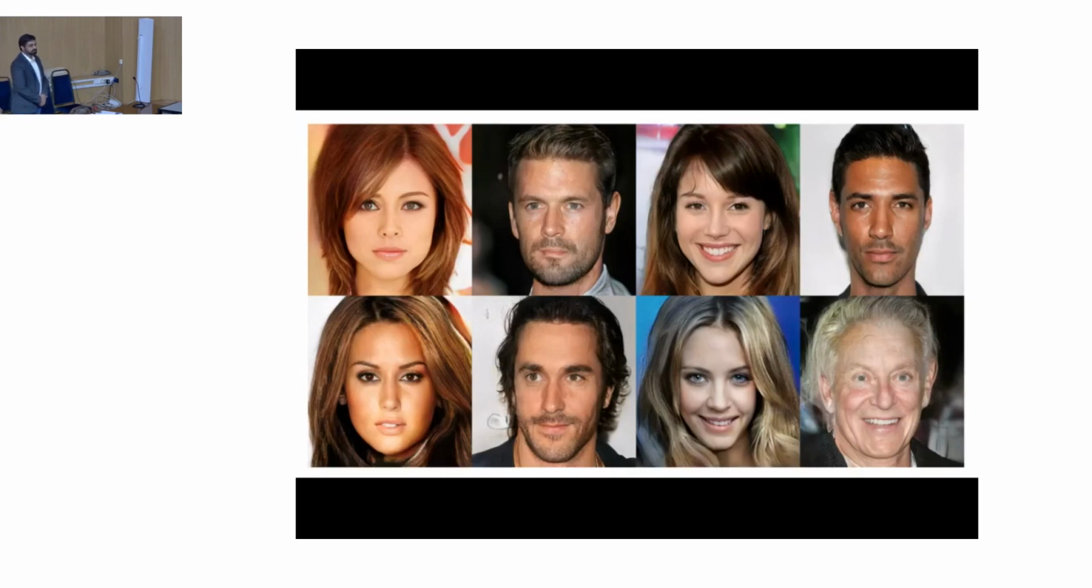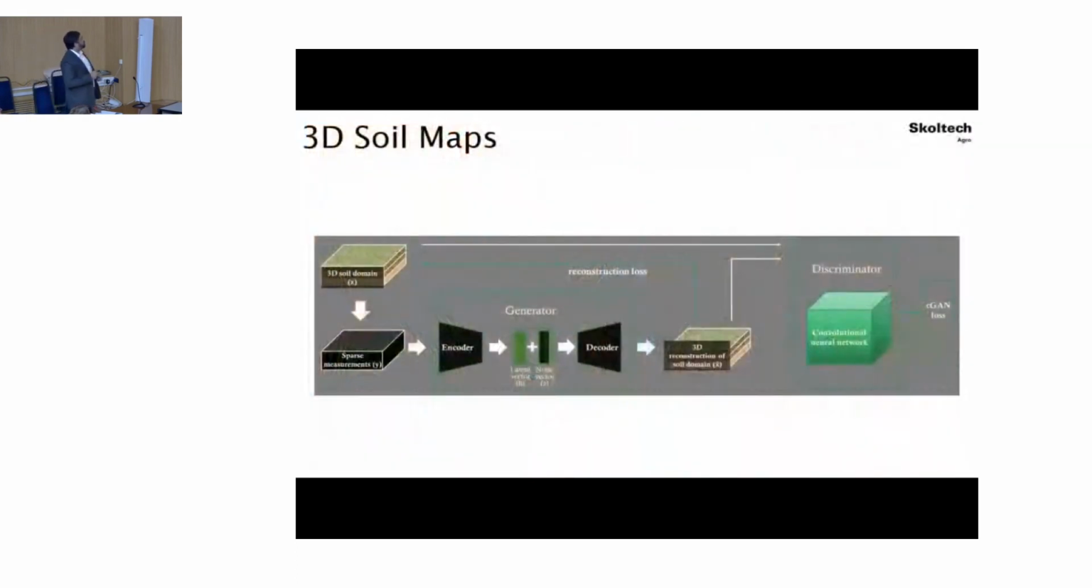No? Good. Because they don't exist. They're all artificially generated photographs by artificial intelligence or machine learning, right? So it's what we call generative adversarial networks.